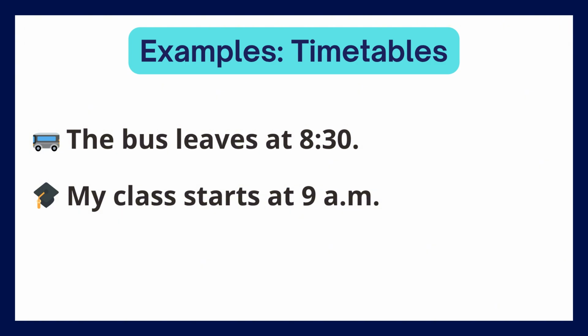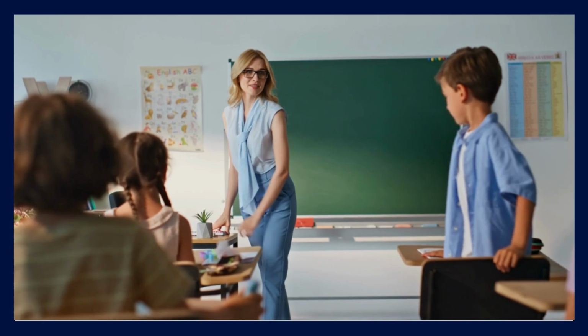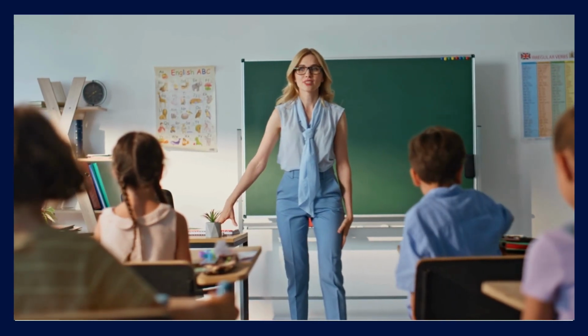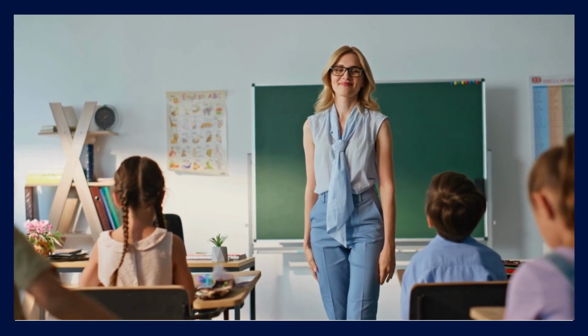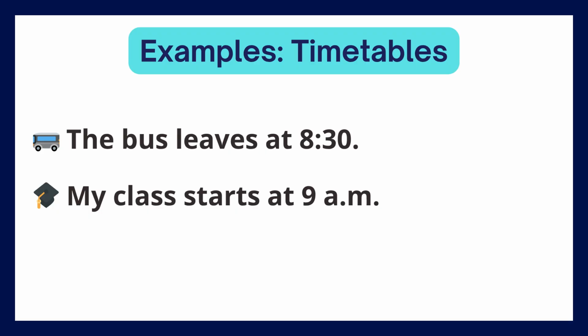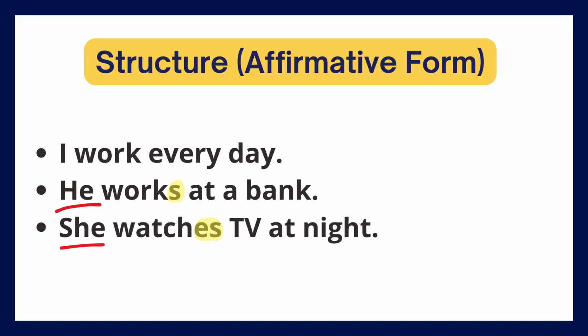My class starts at 9 a.m. This sentence also talks about a regular schedule. The class always begins at the same time, so it's something fixed and predictable. That's why we use the simple present tense to describe something that happens according to a routine or timetable, not just once. Now let's talk about how to make affirmative sentences in the simple present tense.